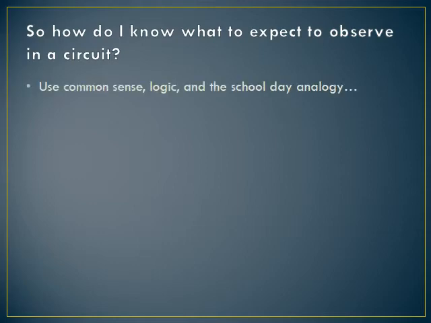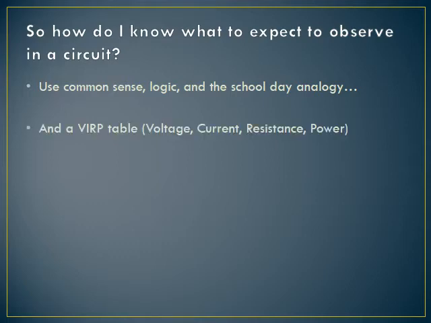Well, we're going to do 2 things. The first is that we're going to use sort of common sense and our own logic along with that school day analogy to make predictions about what we're going to expect to be happening at each resistor. The second thing is we're going to make what's called a VIRP table, and that is a table that lays out the voltage, current, resistance, and power values for each part of the circuit, in a really clear way so that we can see where all the variables came from and how their values compare to other parts of the circuit.